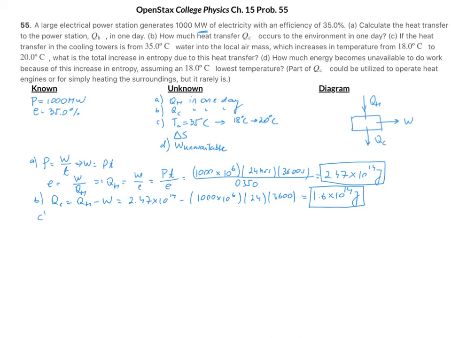Now, in part C, we're looking for the change in entropy. That is the entropy lost by the hot reservoir plus the entropy gained by the cold reservoir. Our hot reservoir here is not the QH we solved for before. We're just looking at the heat that came out of this engine at 35 degrees Celsius, and it changed the air around it from 18 degrees Celsius to 20 degrees Celsius. So the Q hot that we're using here is actually QC, because there's a new process happening here. This heat coming from the engine is going to heat up the air.